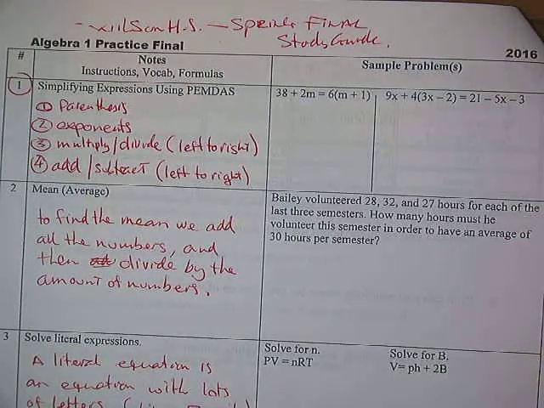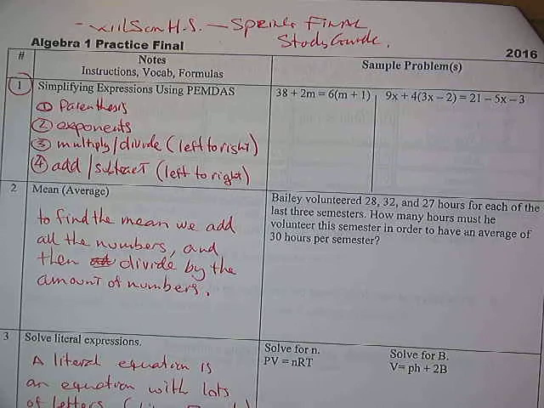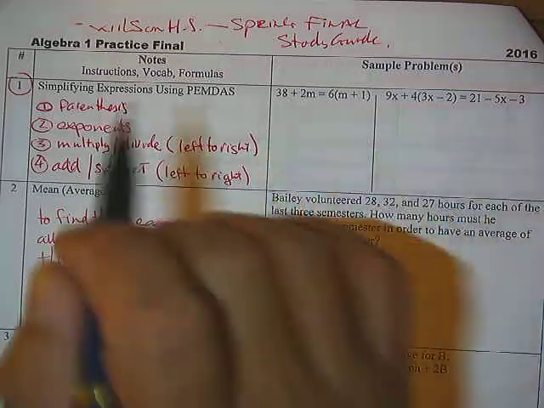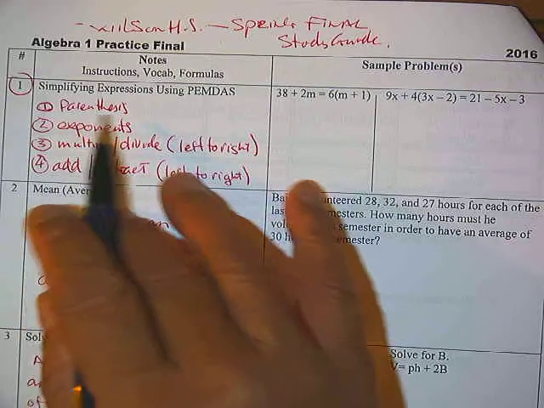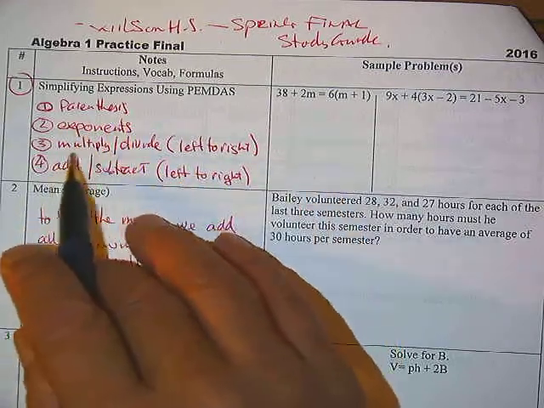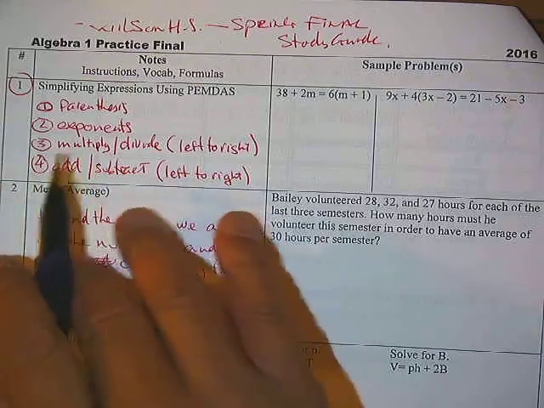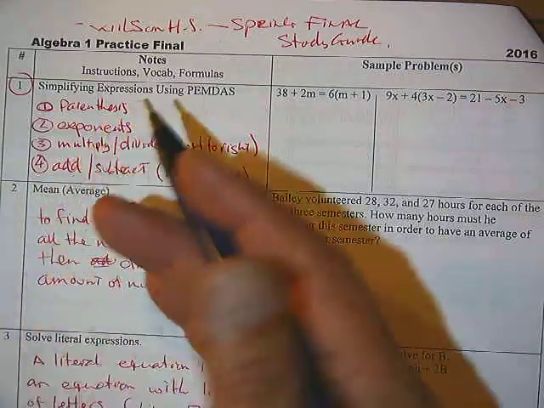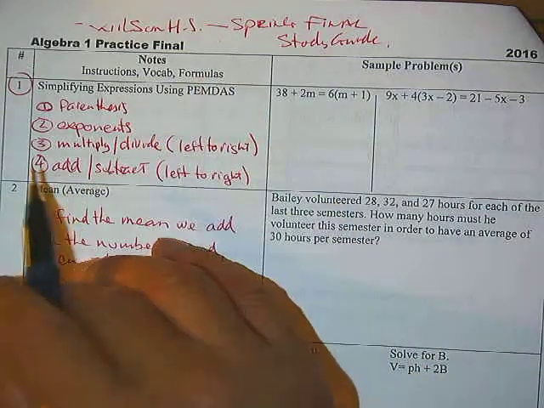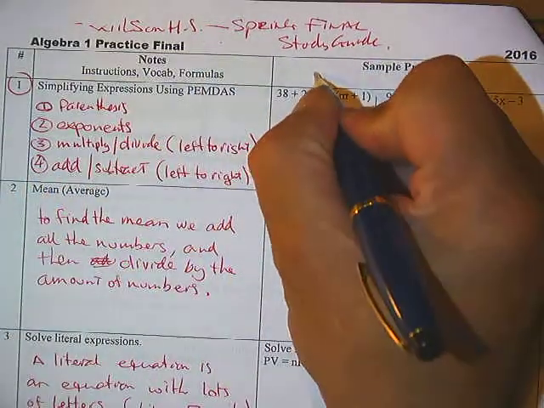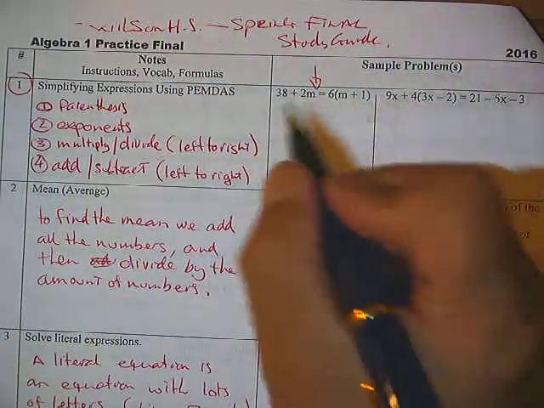This is the study guide for Wilson High School algebra final exam. Okay, so we're working on PEMDAS, which is parentheses, exponents, multiply, divide, add, and subtract. Multiply and divide, we just go left to right. It could be divide first or multiply first, depends what you see. So let's work on this problem.